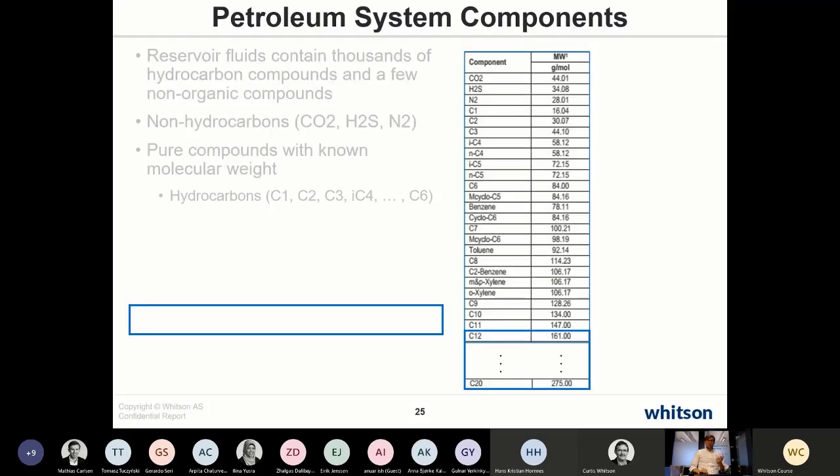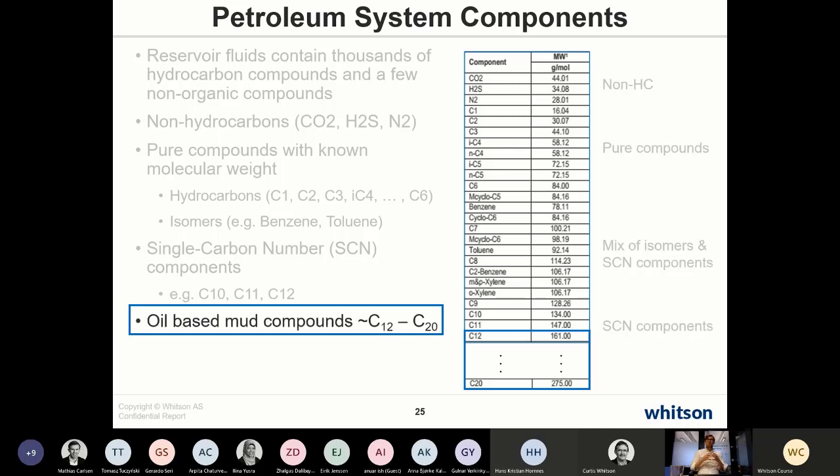But this is just a recap slide from yesterday, where we talked about the difference between the non-hydrocarbons, the pure compounds, and the single carbon numbers, and we also mentioned briefly the typical range. Obviously, that'll change depending on the oil-based mud you're using and what service company you're using, etc. But typically, the oil-based mud compounds are between C12 to C20.